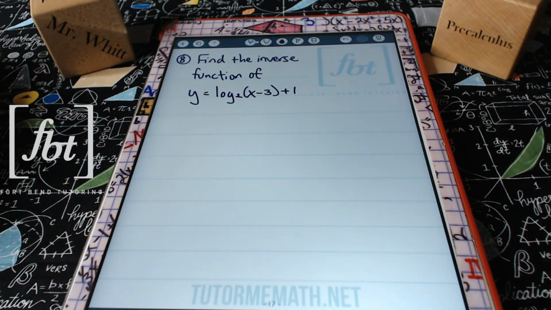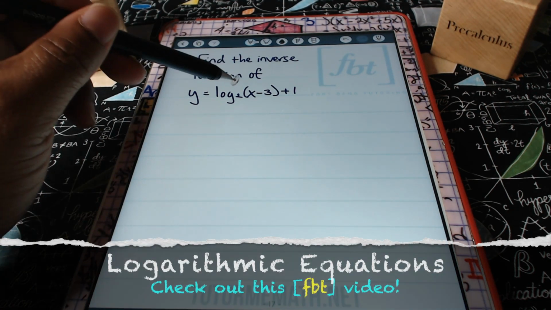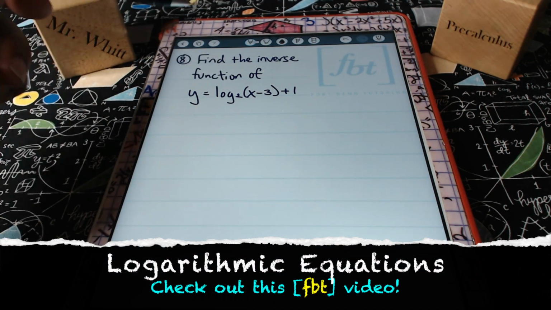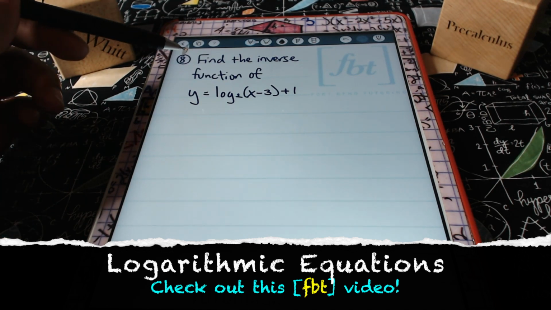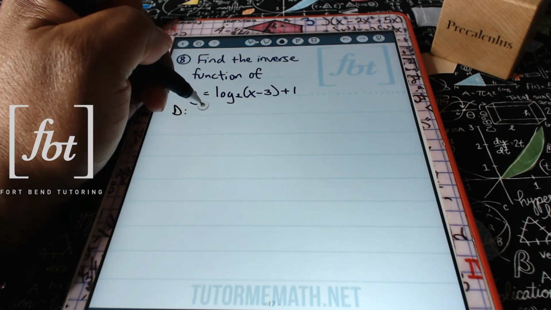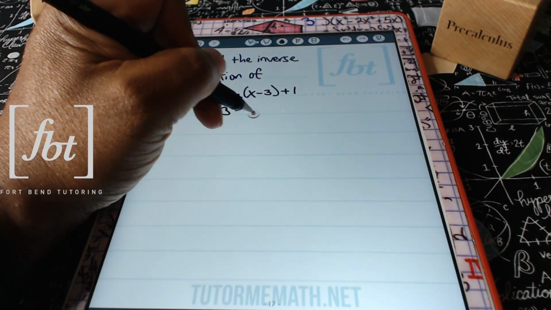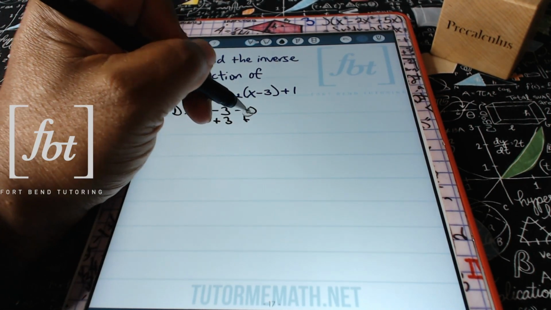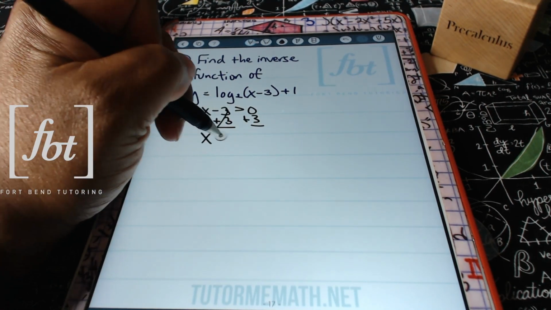In problem number 8, it says to find the inverse function of y equals log base 2 of x minus 3, plus 1. Well, guys, looks like we have a logarithmic function here. And you cannot take the logarithm of 0 or a negative number. So as far as your original domain is concerned, x minus 3 has to be greater than 0. And in solving for that, we'll find that x has to be greater than 3.